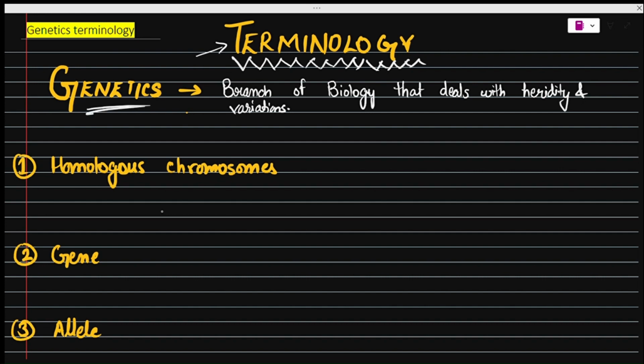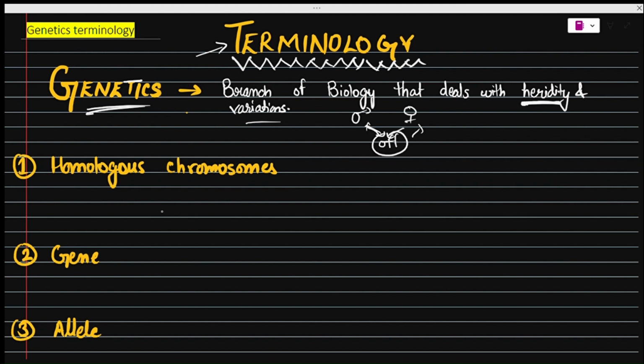Okay. So first of all we will start with the definition of genetics. Genetics is a branch of biology which deals with heredity and variations. You can connect to this fact by saying that if two parents mate, let's say mother and father, then the offspring will be somewhat similar to both, yet the offspring will be different as compared to both. This similarity is heredity and the difference is variation.